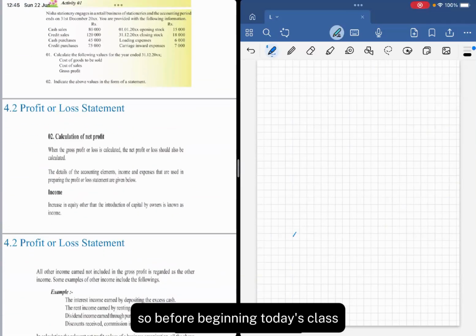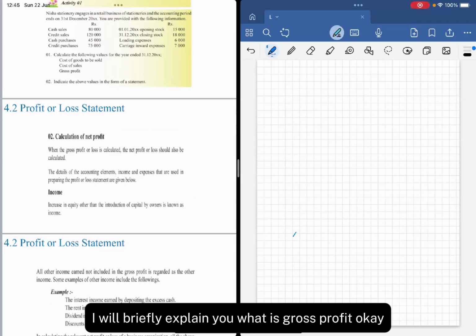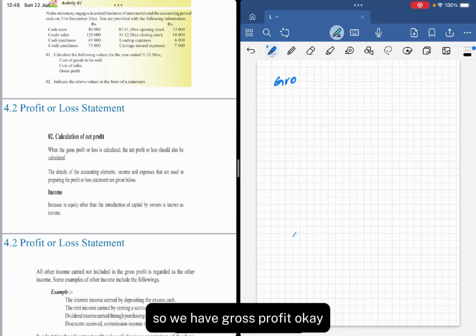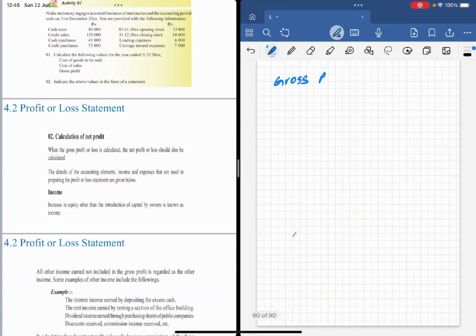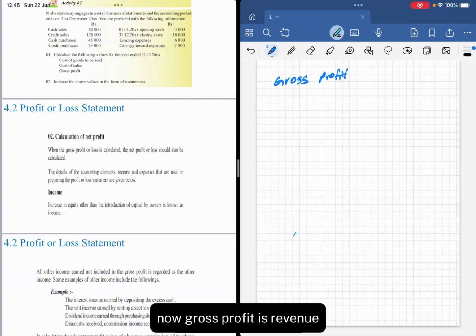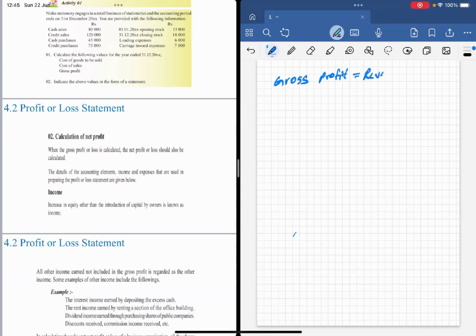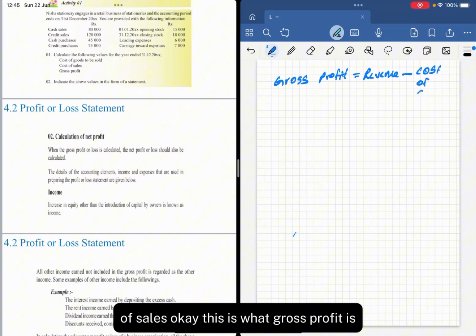So before beginning today's class, I will briefly explain what gross profit is. Gross profit is revenue minus cost of sales. Okay, this is what gross profit is.